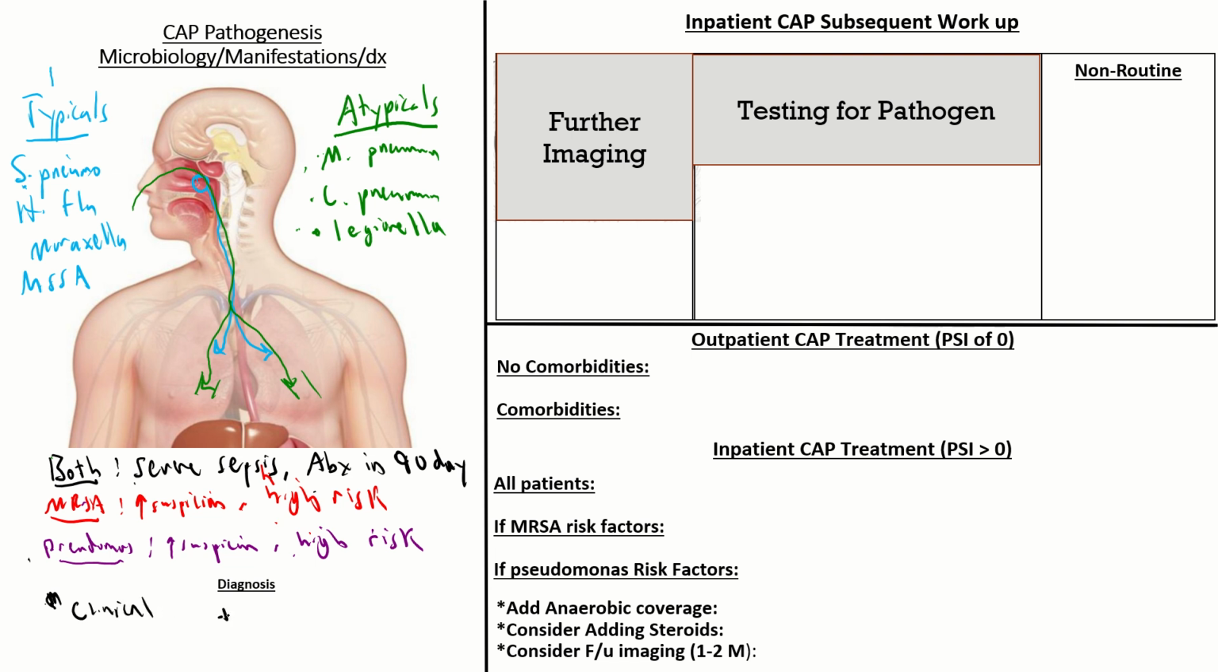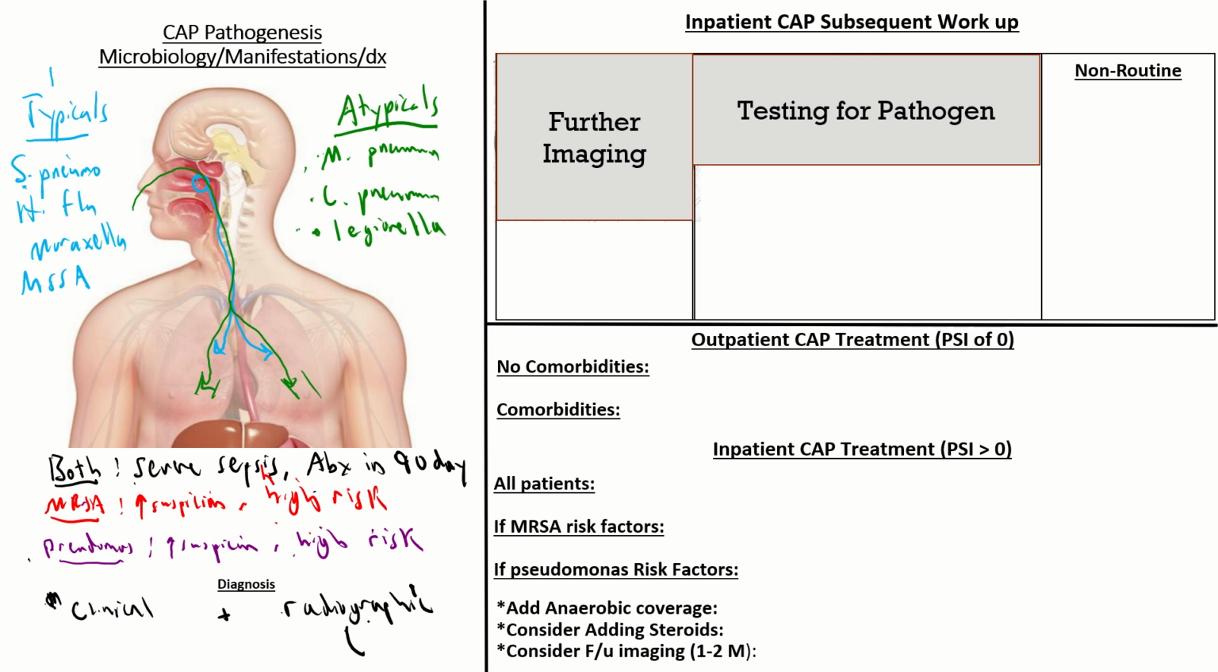Does the patient have abnormal vitals, fevers, chills, leukocytosis? Do they have crackles, bronchi? Do they have abnormal breath sounds on their lung exam? Plus radiographic. And what you're looking for is a chest X-ray.